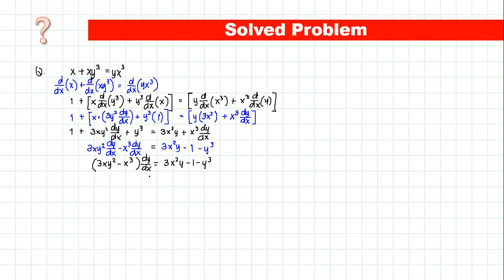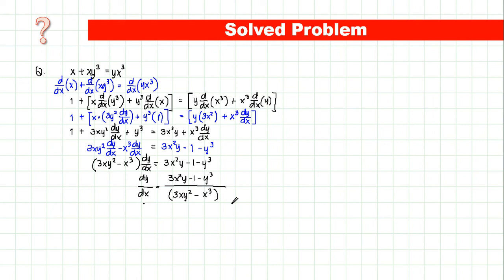Okay? Tapos, i-divide natin both sides by this terms, no? Para talagang ma-isolate natin yung dy dx natin. Therefore, yung ating dy dx will now become 3x squared y minus 1 minus y cubed all over 3x y squared minus x cubed. So, yan. Nakuha na natin yung ating dy dx using implicit differentiation. O, di ba?